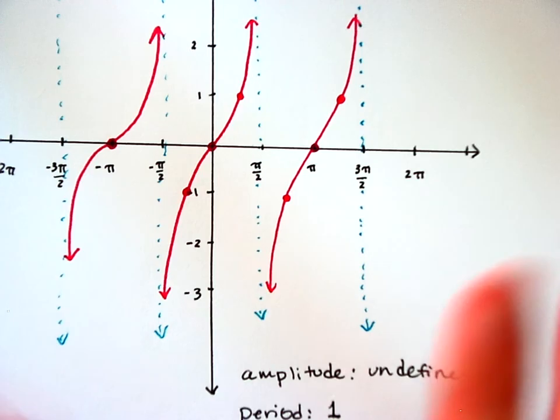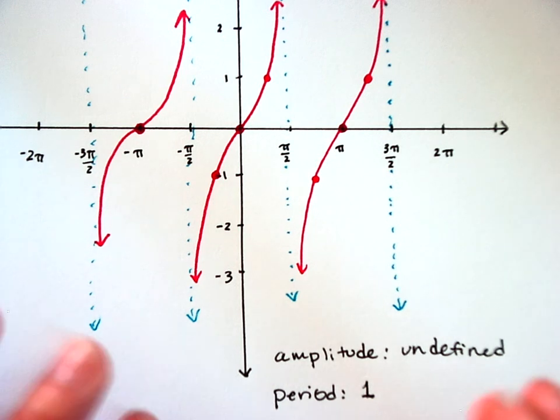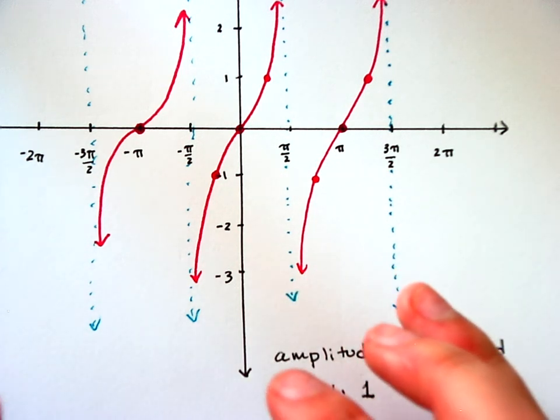Okay, so again, this is our parent graph. We're going to use this now when we start doing transformations, so we know how the tangent graph began, what its original form is, so that we can transform it.